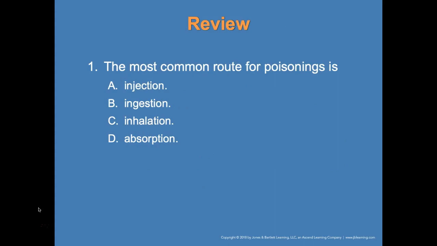Review. The most common route for poisonings is injection, ingestion, inhalation, or absorption. Remember we talked about this one right off. It's people eating things, so ingestion, which was B.